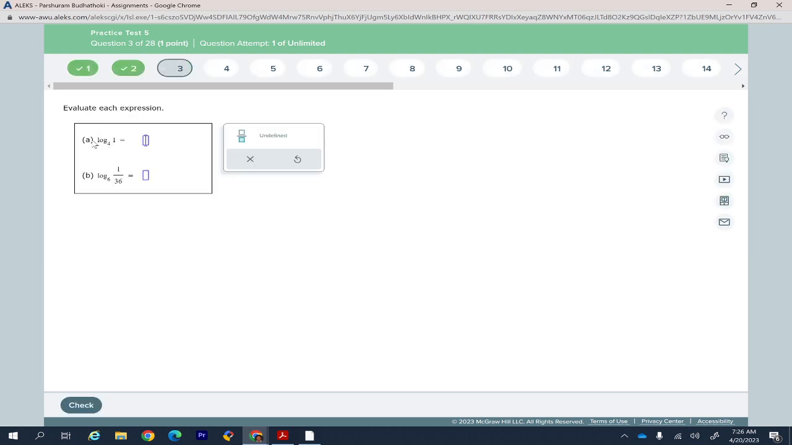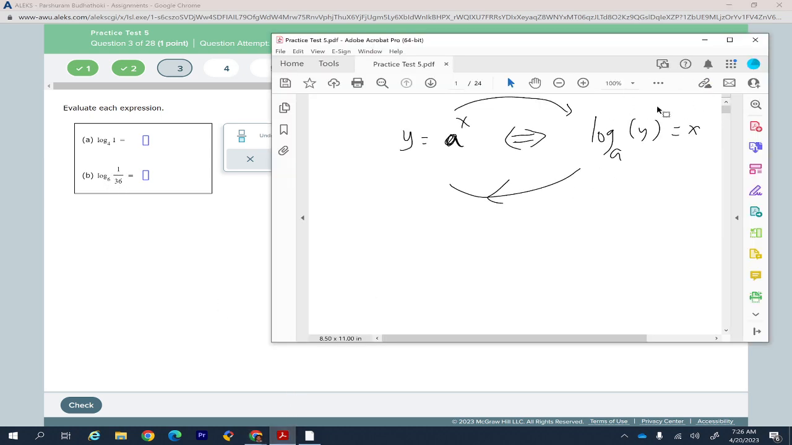Okay, so find out the value of log base 4 of 1. What is the value of log base 4 of 1? And what is the value of log base 6 of 1 over 36? By using the very same fact, let's say this is the expression you are given, x equals log base 4 of 1. You would like to find the value of x. How do you do that? By going to the equivalent exponential form. From here you can see that y is 1, a is 4, and x is x.